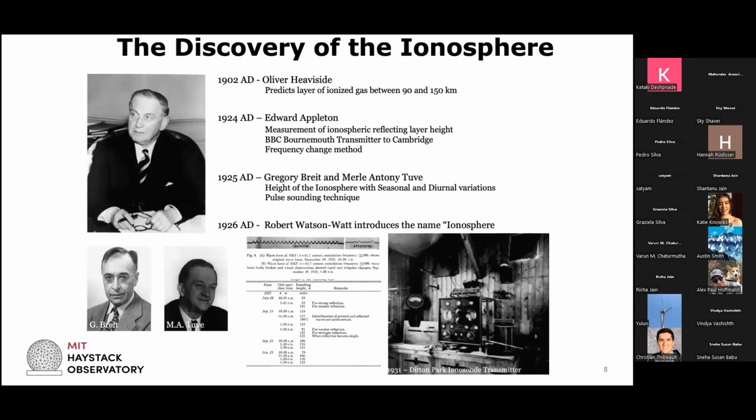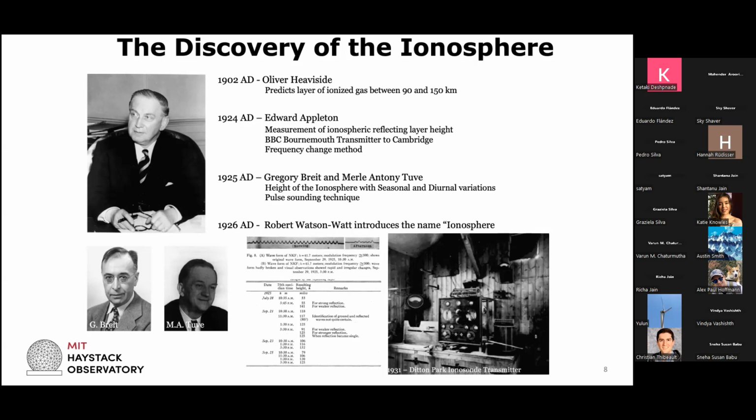So as I mentioned before, the ionosphere was discovered when people started experimenting with radio waves. Back in 1902, somebody named Oliver Heaviside, in England, predicted that there was a layer of ionized gas between 90 and 150 kilometers. This was based on research with radios.